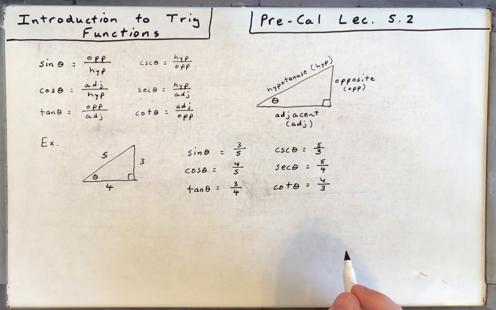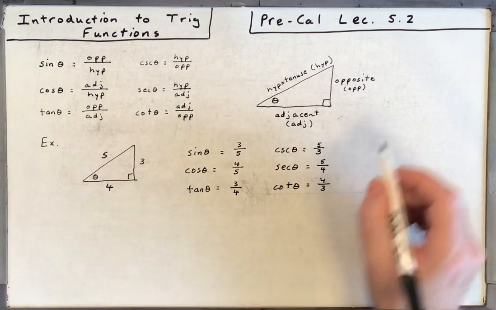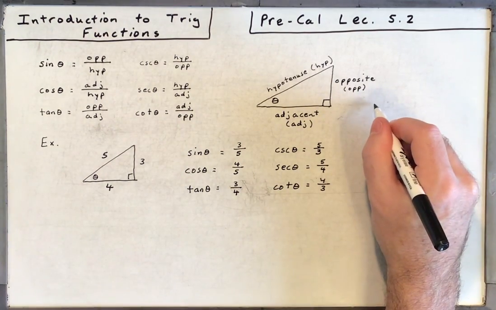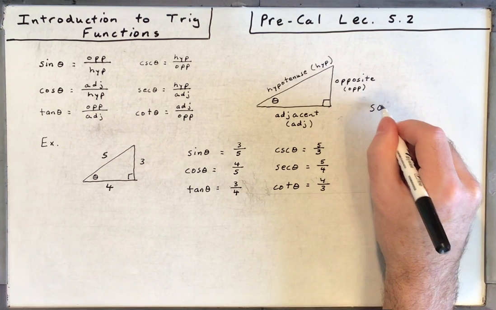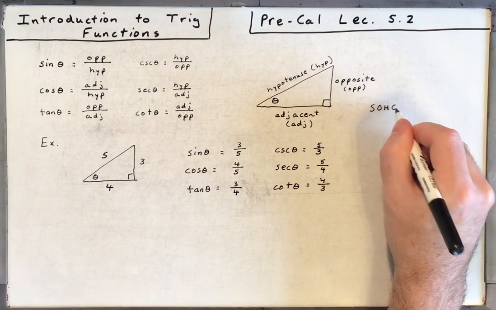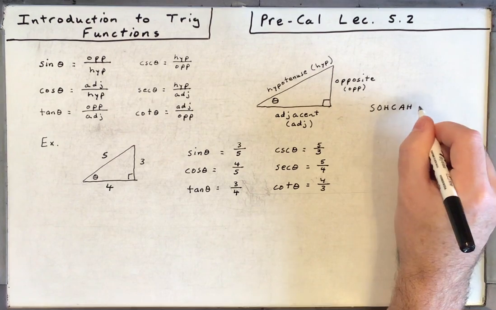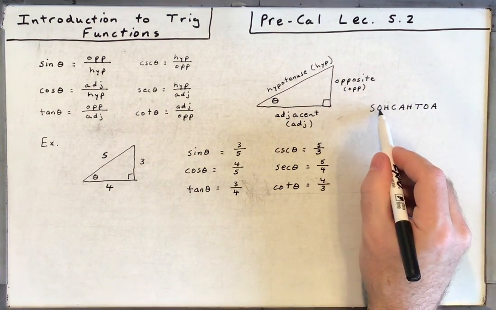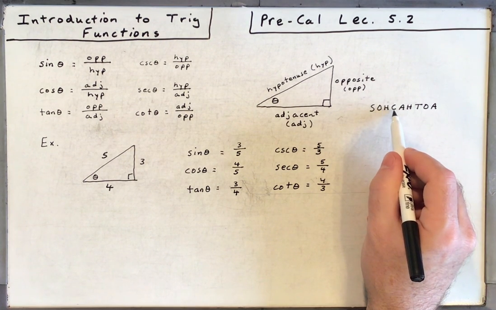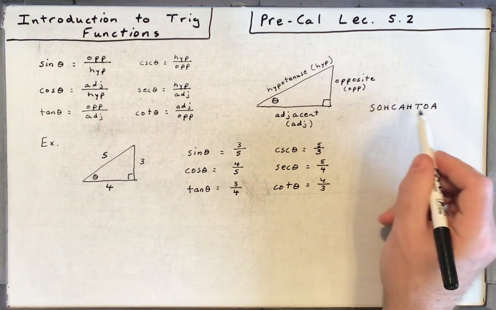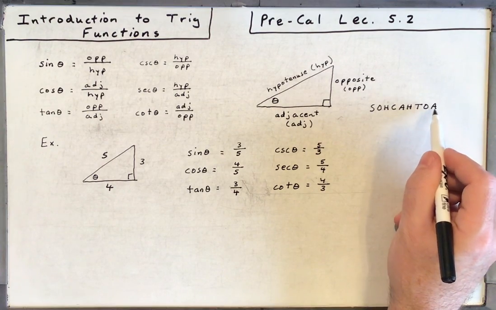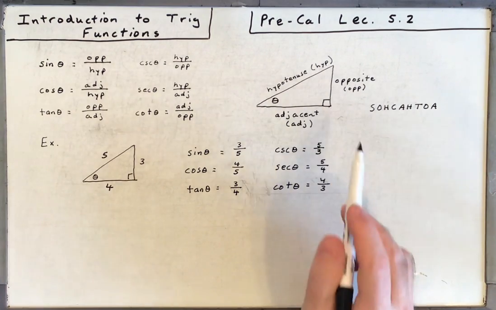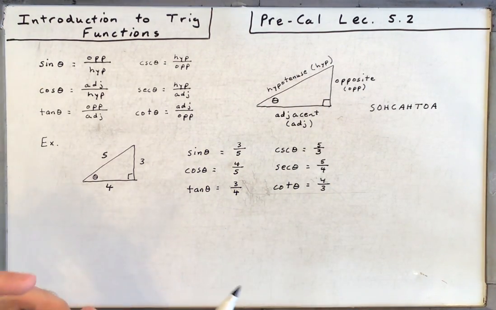Now there's an acronym that you can memorize. A lot of teachers do this. I really don't. I never really learned it this way, but it's SOHCAHTOA. Sine opposite over hypotenuse, cosine adjacent over hypotenuse, tangent opposite over adjacent. You can memorize that if you want. I have just learned it from the pattern. I look at the triangle and I know the patterns.